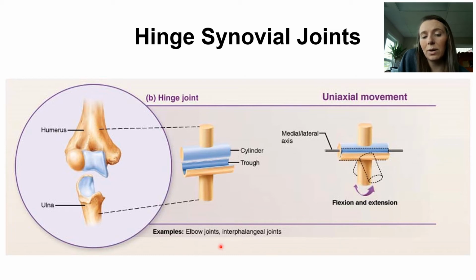In addition to the elbow joint, another example of this would be our interphalangeal joints. We can bend our fingers and extend our fingers, so we can flex and extend our fingers because of the joints where each of our phalanges meet up, our proximal, medial, and distal phalanx. Each of those meet up at a joint that is considered a hinge joint, so it allows flexion and extension.